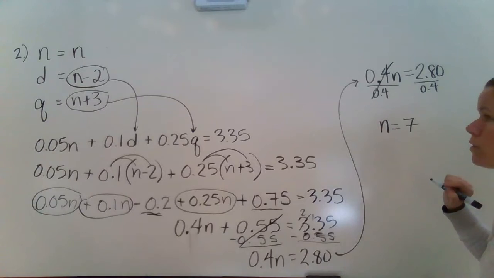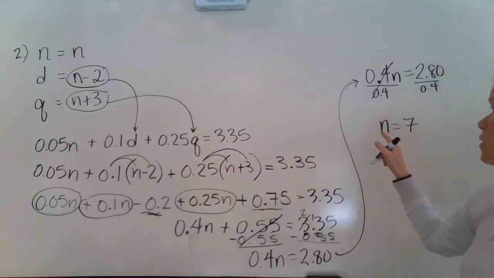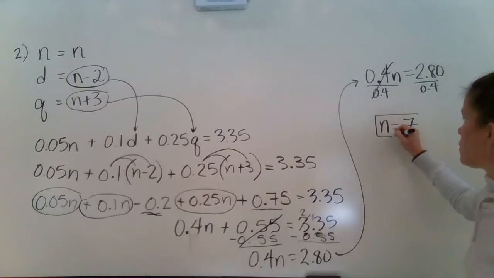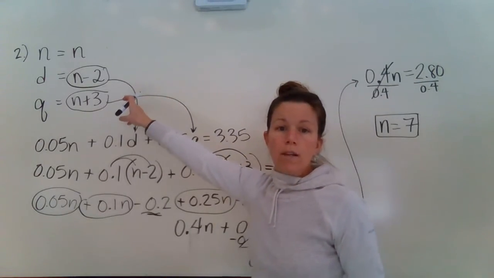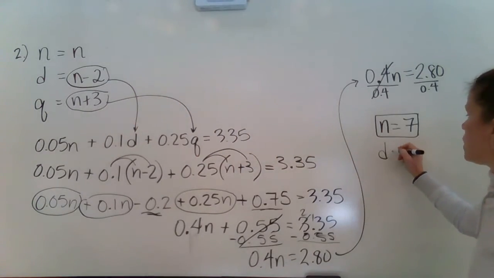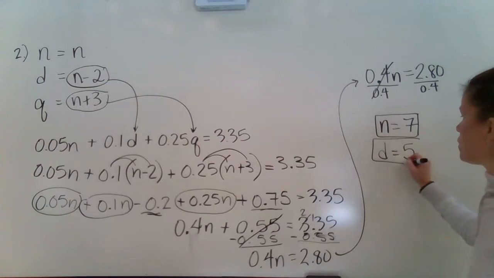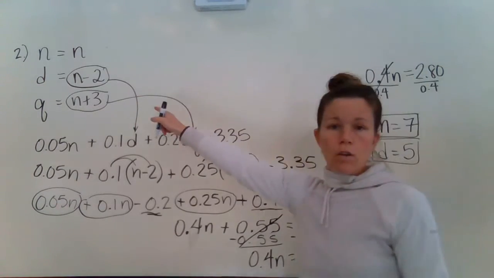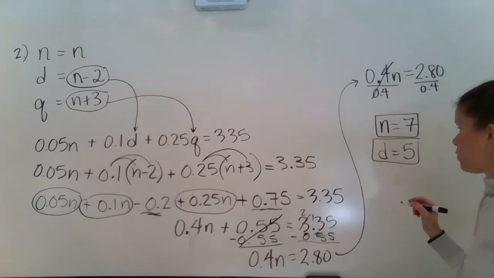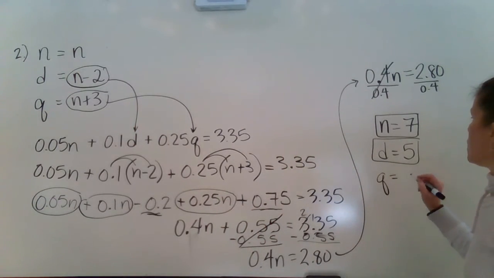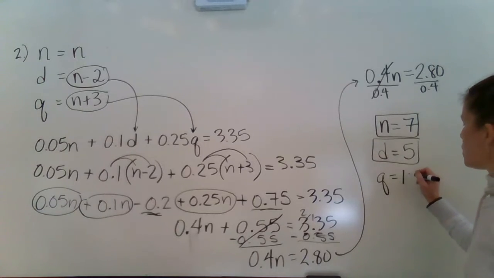So n equals 7. Now I'm going to take this n equals 7 and walk it over to the d. d equals n minus 2, so d equals 5. And q is n plus 3, the number of nickels plus 3, so quarters equals 7 plus 3, which is 10.